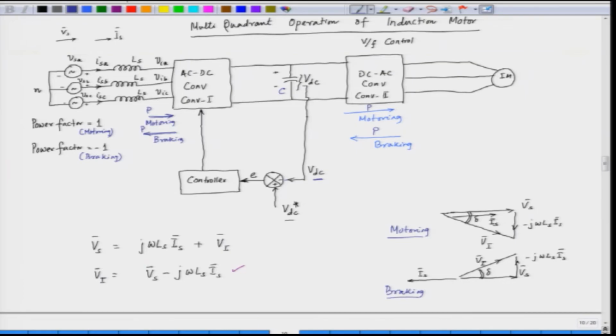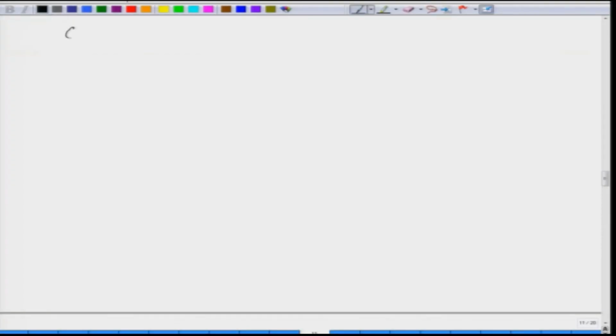So, we have motoring, for which the power factor is 1, and braking, for which the power factor is minus 1. The idea here is that we have to synthesize the inverter phase voltages and accordingly control the voltages of converter 1. Let us see how we do that by means of a block diagram. So, we go for a control block diagram.